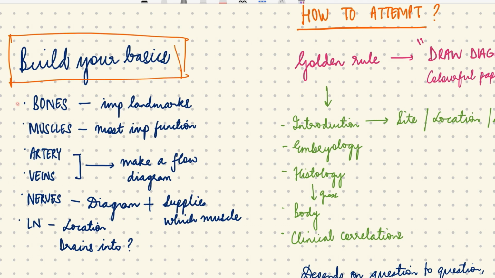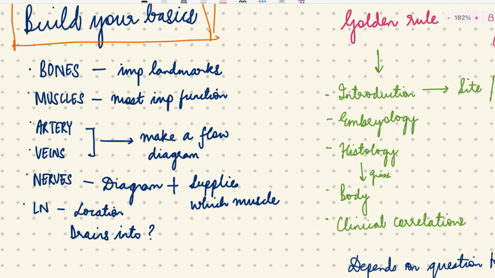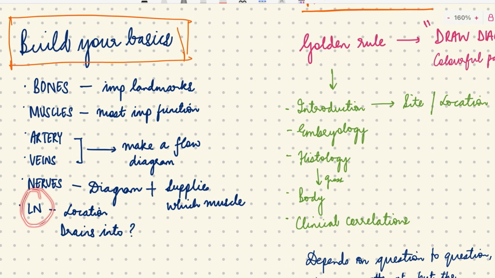So what are these things? The bones, the muscles, the arteries, the veins, the nerves, and lymph nodes. Lymph nodes is something that usually people ignore, but lymph nodes play a very important role.